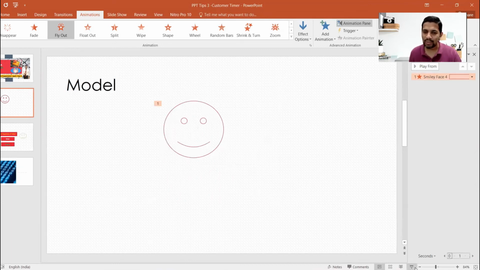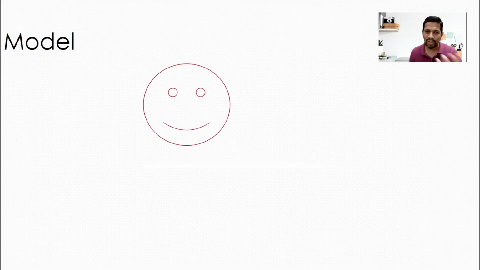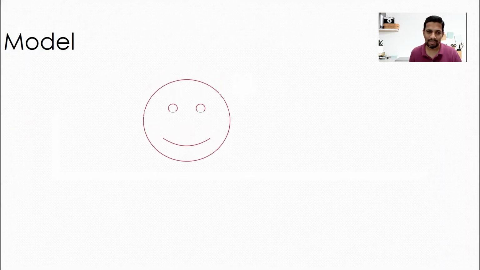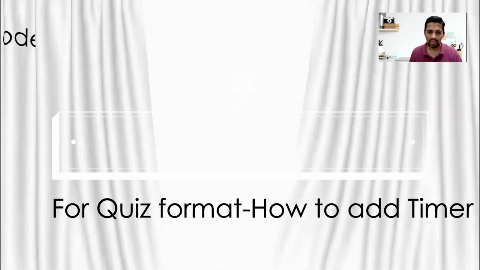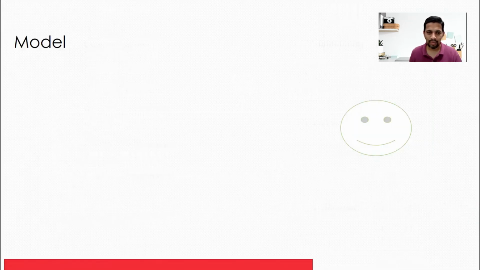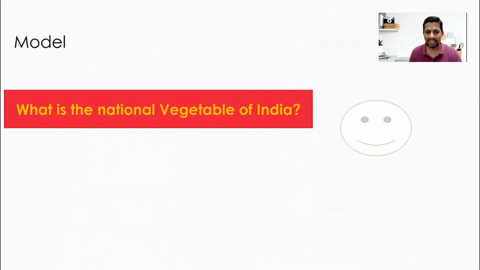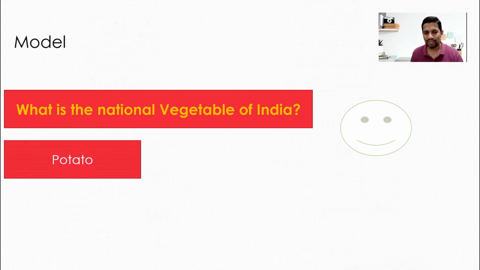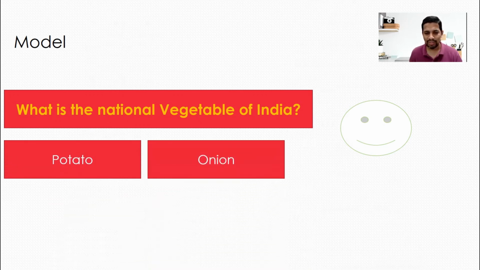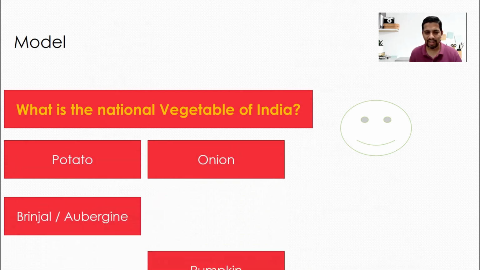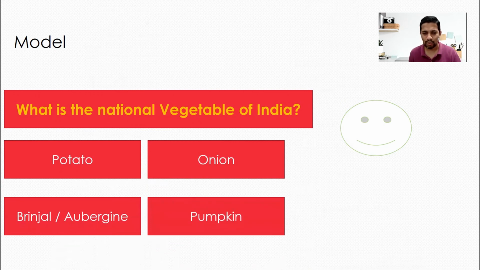How we can apply this one? Where we can apply? One example I have. For example, what is the national vegetable of India? You wanted to automate this question or quiz. What is the national vegetable of India? You have 4 options. So 4 options are coming up one after the other. And this timing you can adjust also as well.